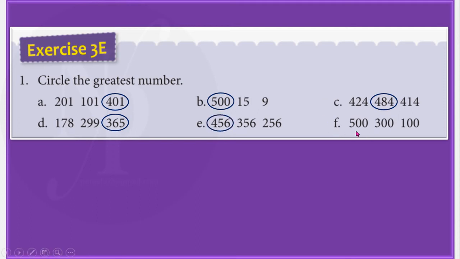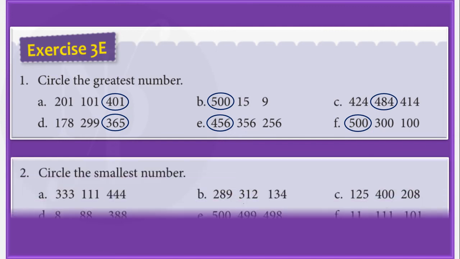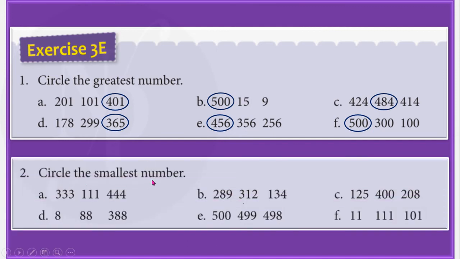Coming to F, here we have 500, 300, 100. So looking at these, we can easily conclude that 500 is the greatest among these three numbers. We need to circle that number. Now let us move to question number 2. Circle the smallest number. So now we have to circle the smallest number. The comparison is same as explained for question number 1.